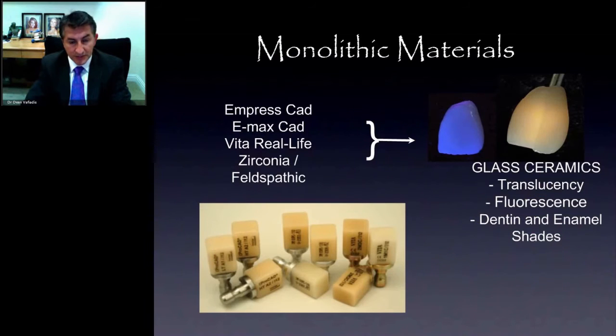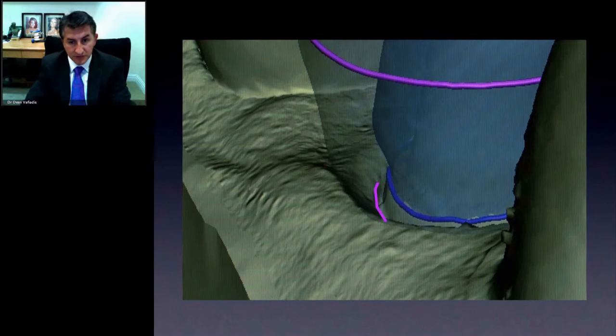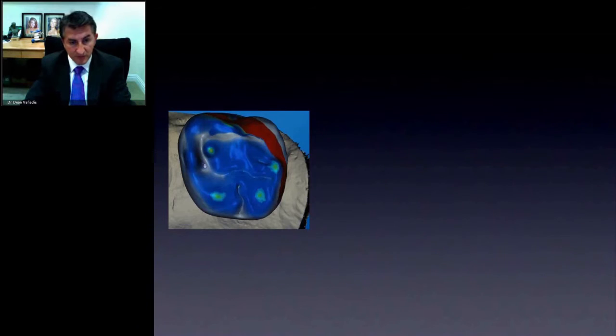We're going to use an Emax block in this situation. We want a nice strong material. And again, here we're just helping the restoration by designing this emergence as far out as possible. If we have a good margin here, it's going to support that ceramic. And that's really the key to getting these designs.